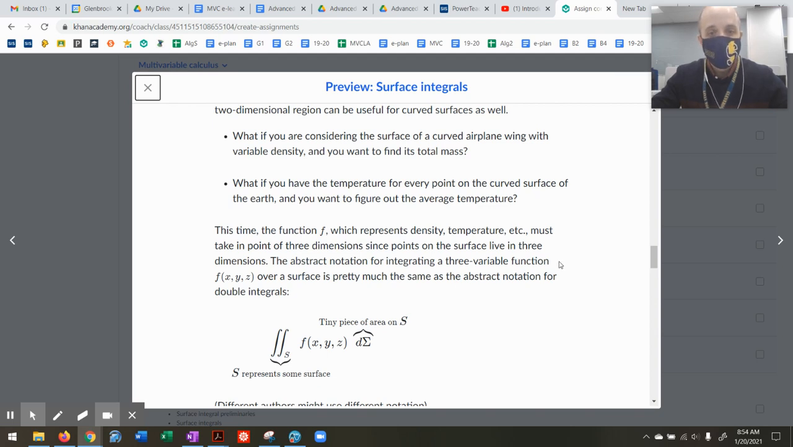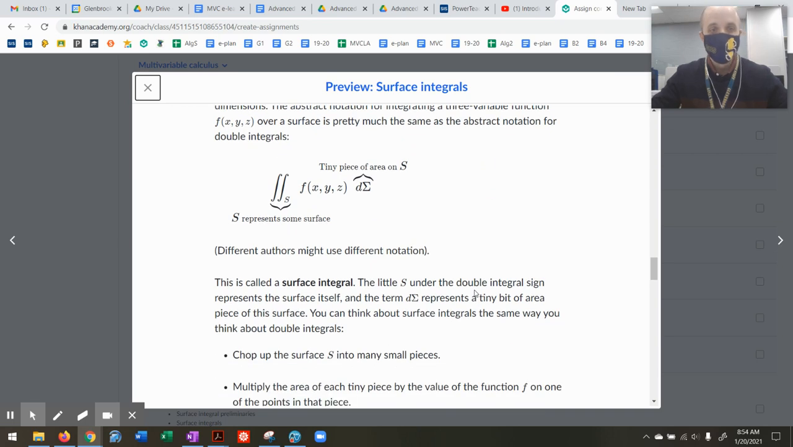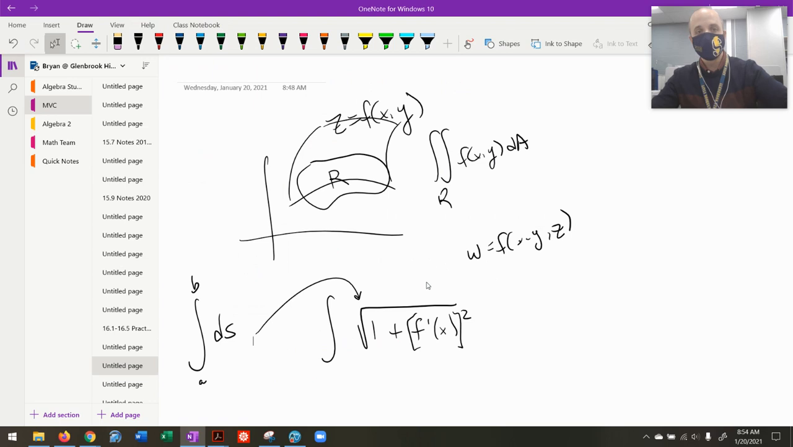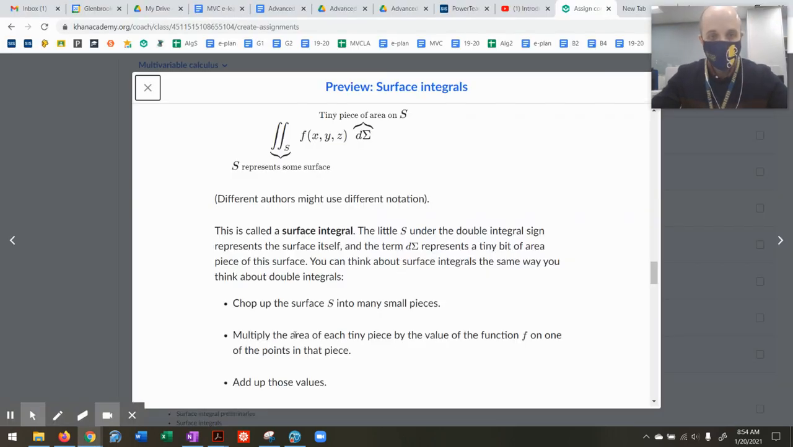The abstract notation for integrating a 3-variable function f of x, y, z over a surface is pretty much the same as the abstract notation for double integrals. So we see this show up again, and this is called the surface integral. So look at his process down here. He says, chop up the surface S into many small pieces. So if we go back to my picture, now if this thing here is the surface S, chop that into little small pieces instead of chopping the region R into small pieces. Multiply the area of each tiny piece by the value of the function f on one of the points in that piece.